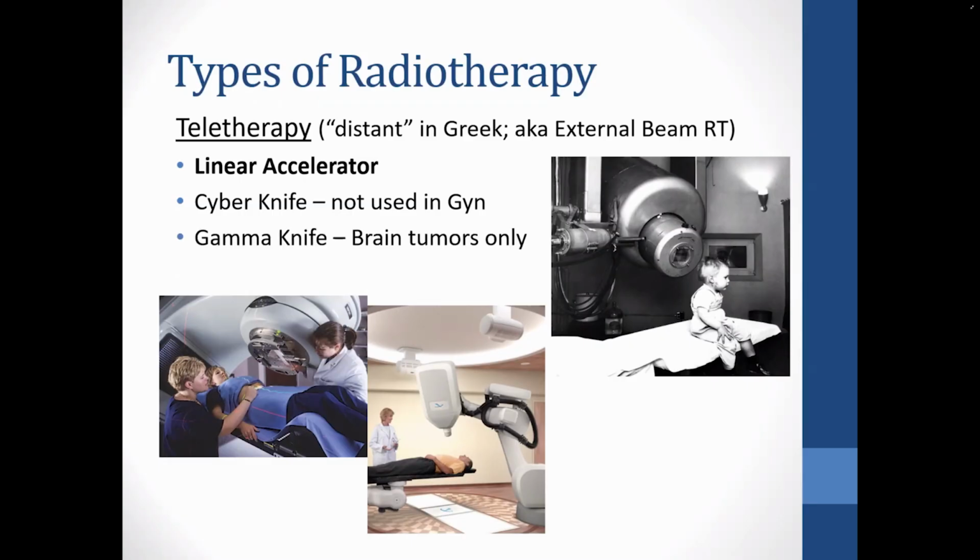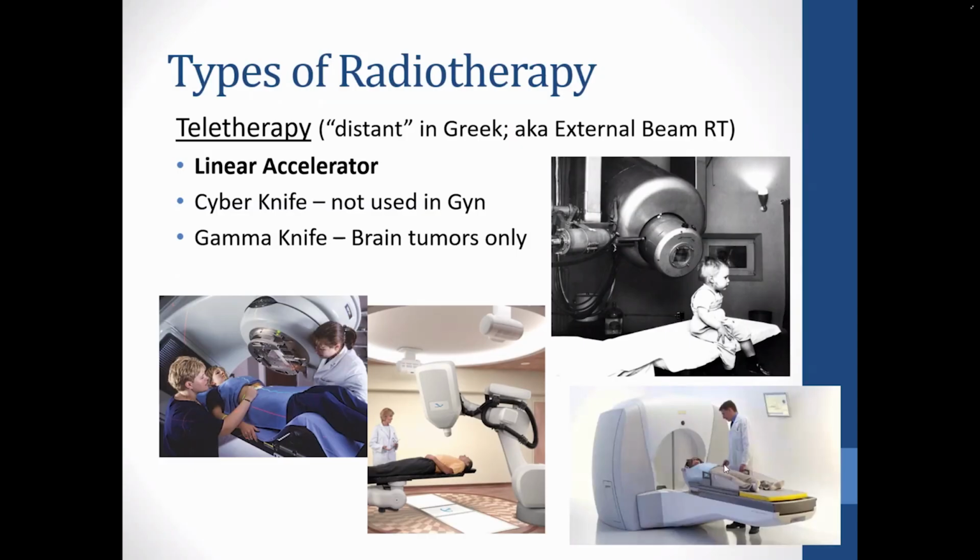Another type of external beam machine is called a gamma knife. It is used for brain tumors only, so we don't need to discuss its use today. And here's a picture of a gamma knife. It actually uses kind of a helmet that secures the patient in place while their brain tumors are treated.